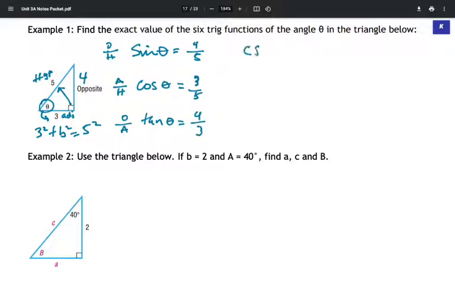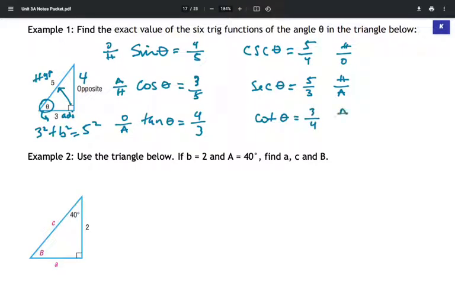And then cosecant of theta is the reciprocal of sine, so it'll be 5 over 4, or hypotenuse over opposite. Secant of theta will be 5 over 3, or hypotenuse over adjacent. And then cotangent of theta is 3 over 4, or adjacent over opposite.